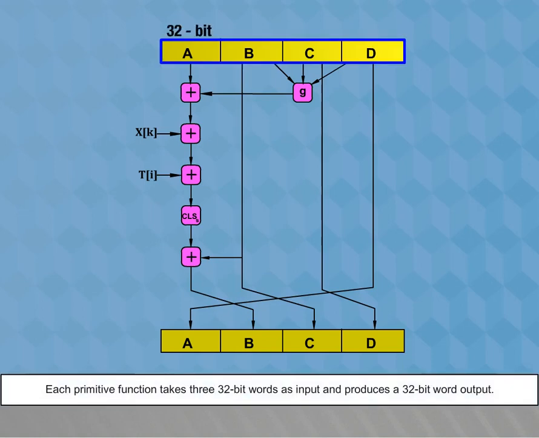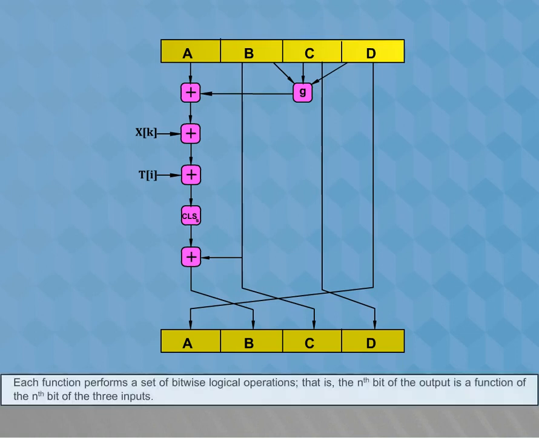Each primitive function takes 3 32-bit words as input and produces a 32-bit word output. Each function performs a set of bitwise logical operations, that is, the nth bit of the output is a function of the nth bit of the 3 inputs.